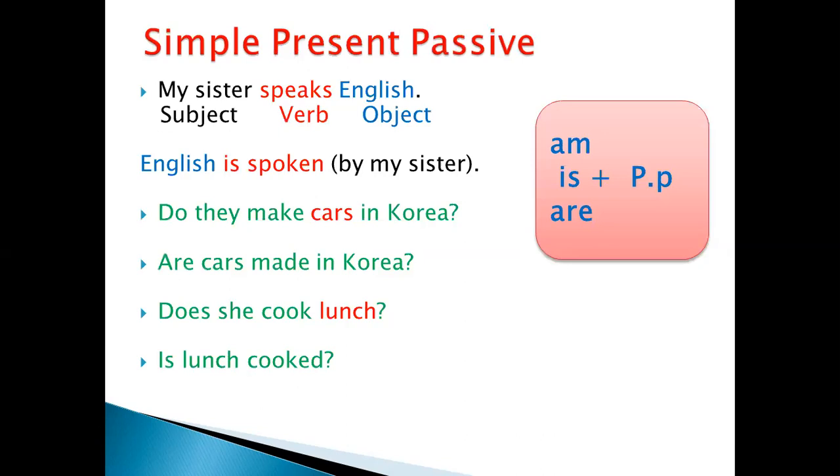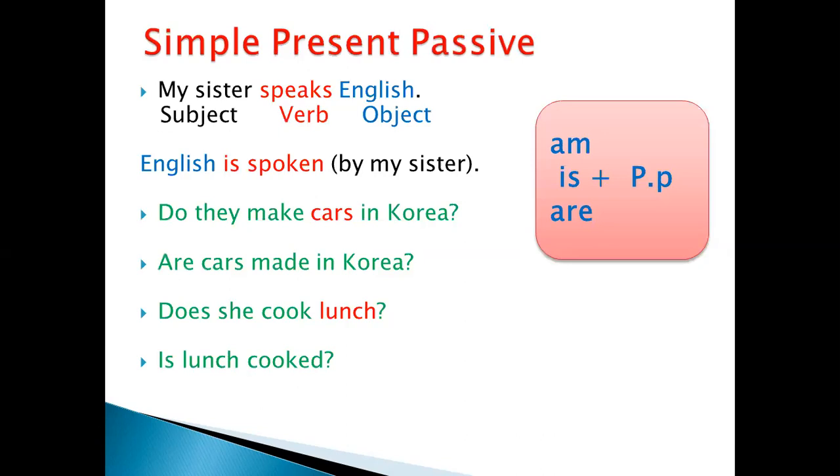When I ask you what does my sister do, you are going to say, speaks English. Right. So speaks is the verb. When I ask what does your sister speak, we are going to say, my sister speaks English. So English is the object. My question now: what is an active sentence? An active sentence is a sentence which has three parts: subject, verb, object.